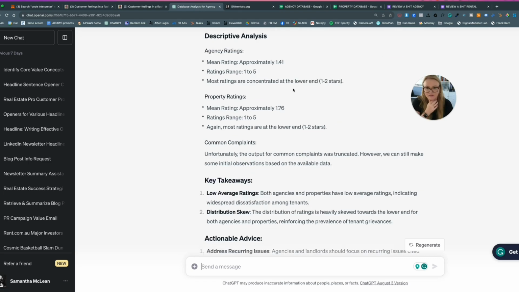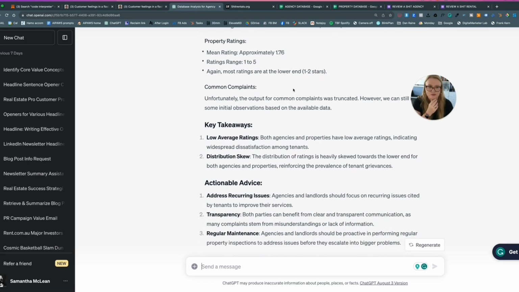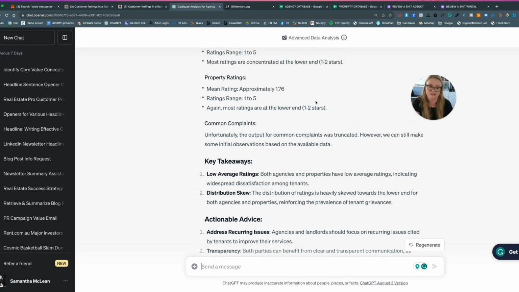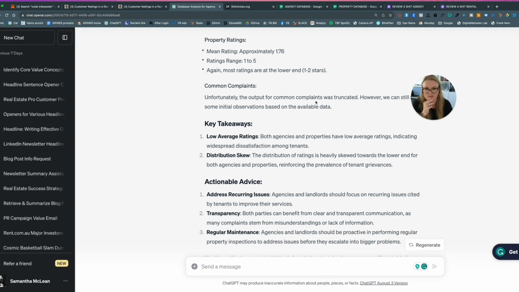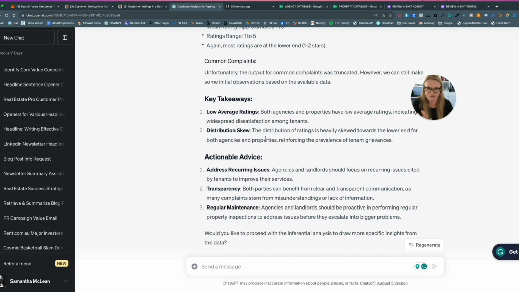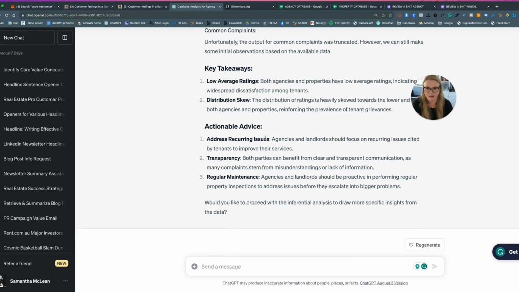So, okay, unfortunately the output for common complaints was truncated. That means that we've filled up our memory window in ChatGPT. However, we can still make some initial observations. Both agencies and properties have low average ratings. The distribution is heavily skewed towards the lower end. Well, we know that. Actionable advice, address recurring issues, blah, blah, blah.